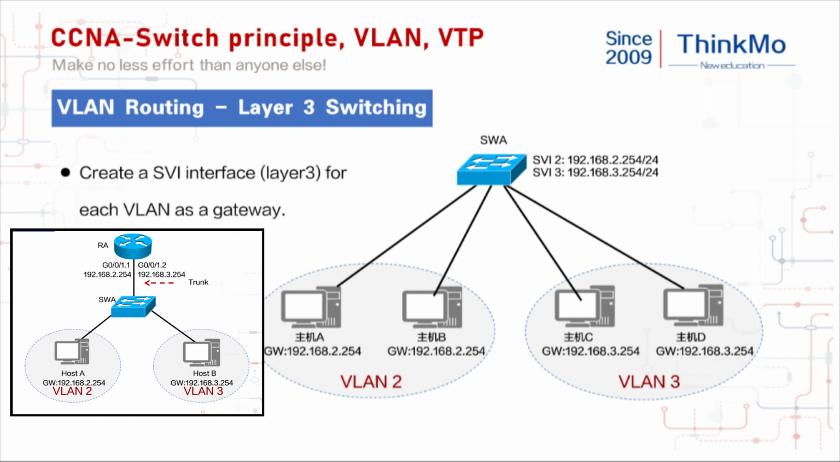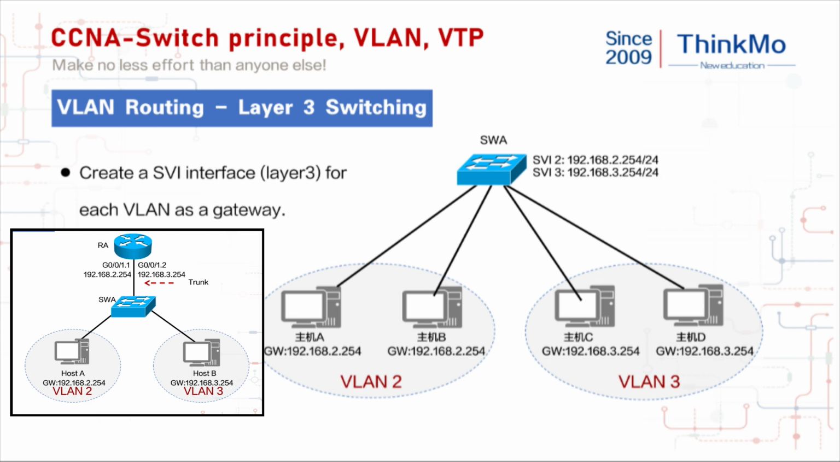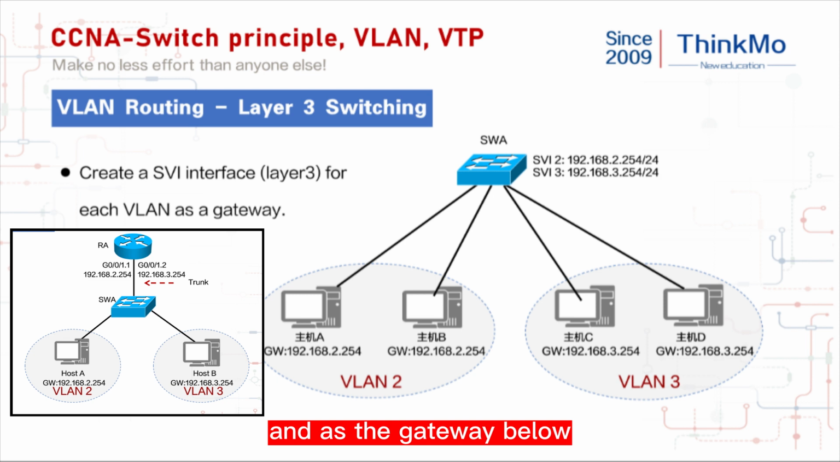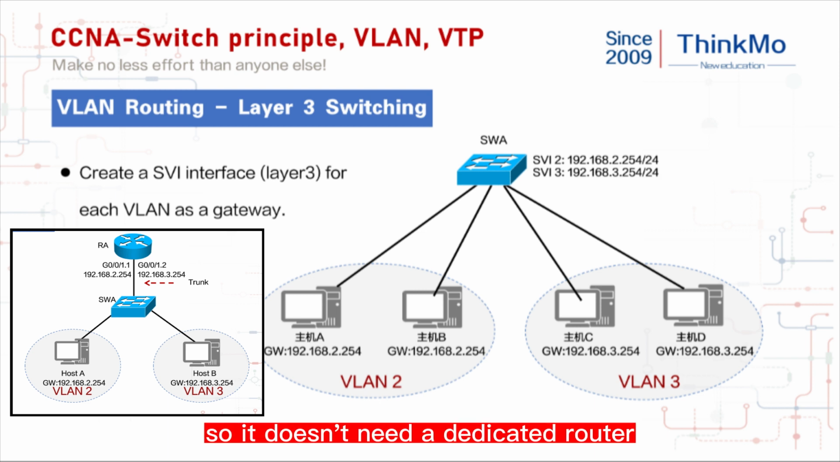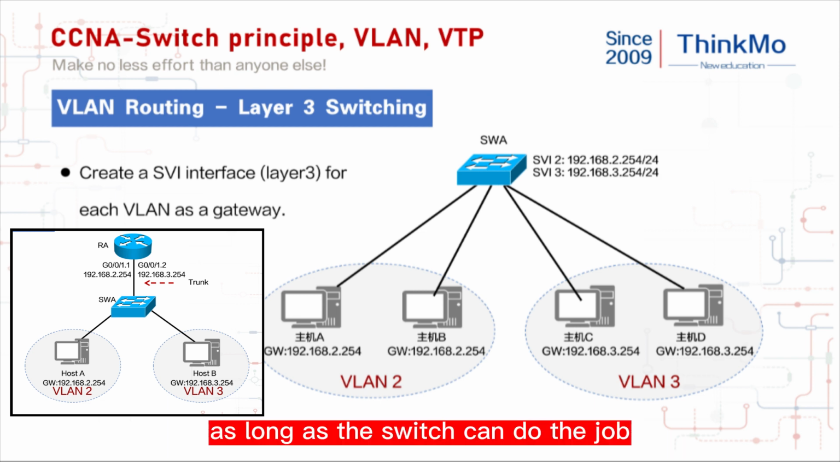That is, this switch can be used as a layer 2 switch, and a layer 3 routing function can also be added. The routing function is to give the interface an IP, and as the gateway below, it has a routing table and completes the lookup table forwarding. It just needs to configure an IP and check a routing table. So it doesn't need a dedicated router, as long as the switch can do the job.